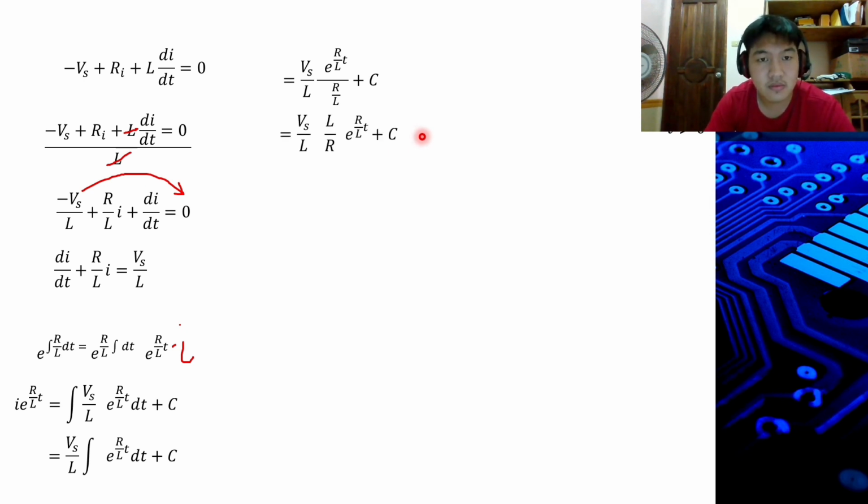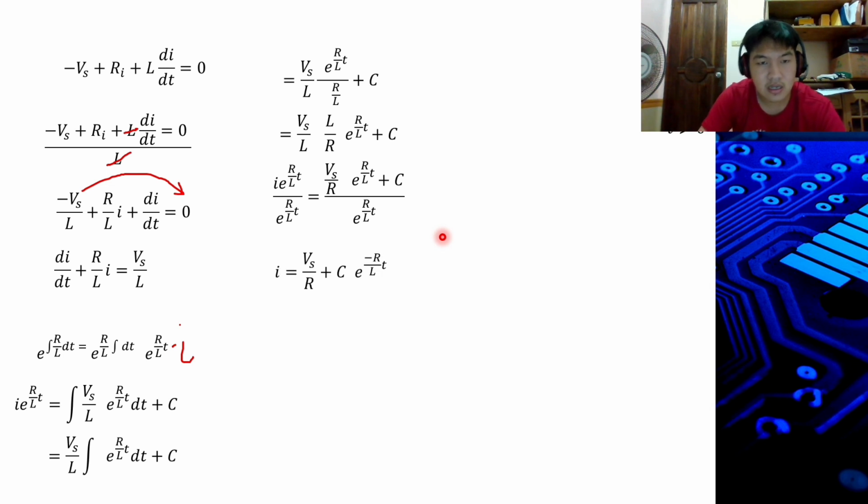and can get Vs over L and L over R e raised to R over Lt plus C, and divide both sides by e raised to R over Lt. So can get bilhin na lang igani. So I is equal to Vs over R plus C e raised to negative R over L t. Kanang e raised to R over L ato lang negative ang exponent.